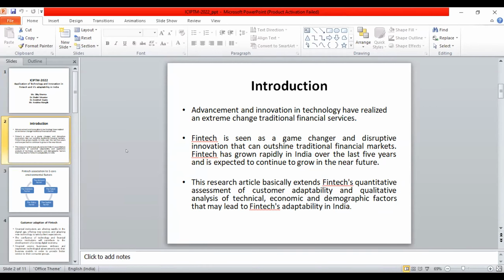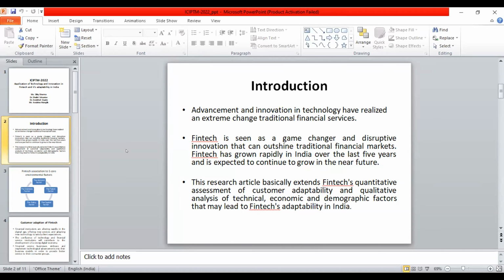So an advancement and innovation in technology have realized an extreme change in traditional financial services. Fintech is seen as a game changer and disruptive innovation that can outshine traditional financial markets. Fintech has grown rapidly in India over the last 5 years and is expected to continue its growth in the near future. This research article basically extends fintech's qualitative assessment to customer adaptability and qualitative analysis of technical, economic, and demographic factors that may lead to fintech's adaptability in India.